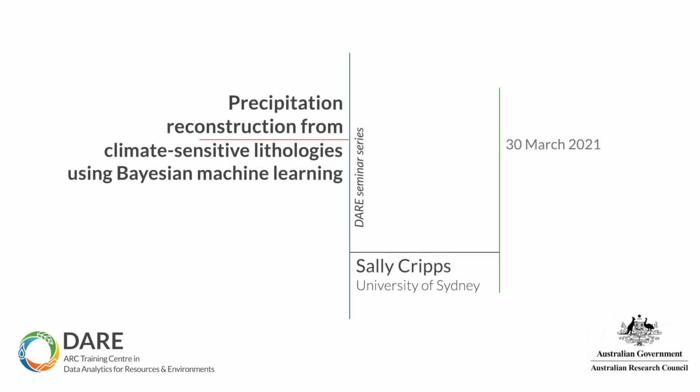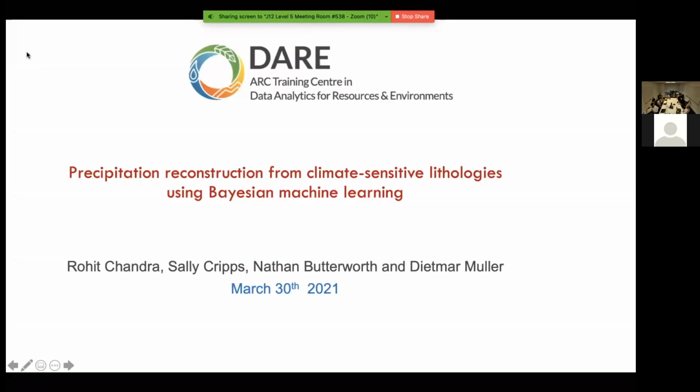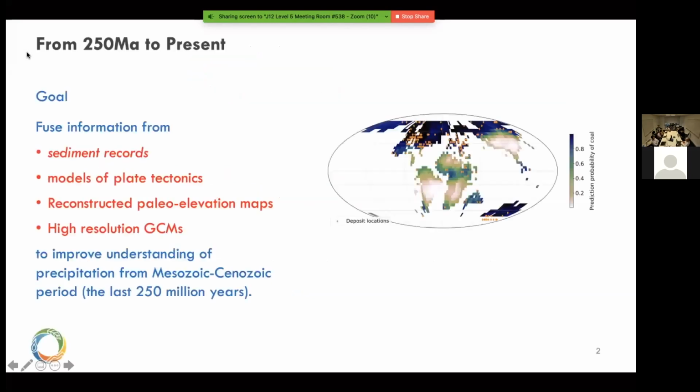Today I'm going to talk about some work that Rohit Chandra, who's now at UNSW in the Maths and Stats group, and I did together with Dietmar Müller, who's in geophysics, and Nathan Butterworth, who is in SIH, I believe, but he works a lot with the geophysics guys. We tried to have a look at precipitation going back 250 million years, using data fusion techniques that take into account lots of different sources in order to understand what our climate might have been like 250 million years ago. So that was the broad aim.